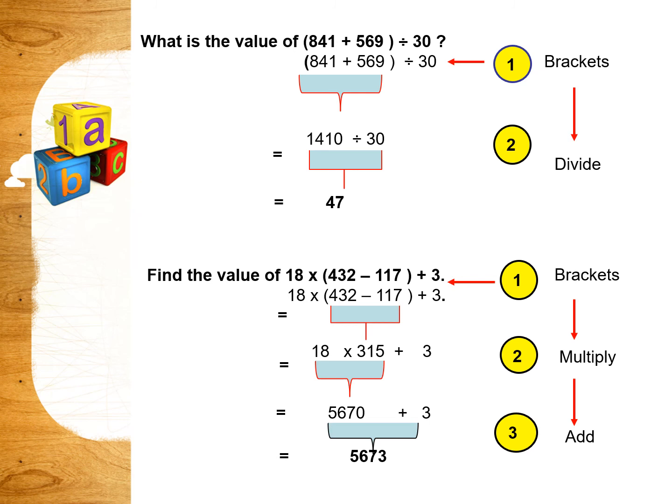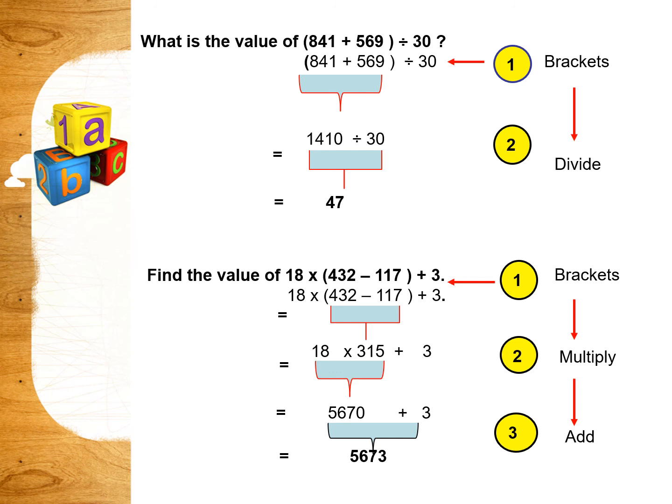Then what is the second part? The second step, multiplication. So 18 multiplied by 315. The answer is 5670. What is the next step? Third step, you have to add. Then 5670 plus 3. Then you can get that answer. The answer is 5673.